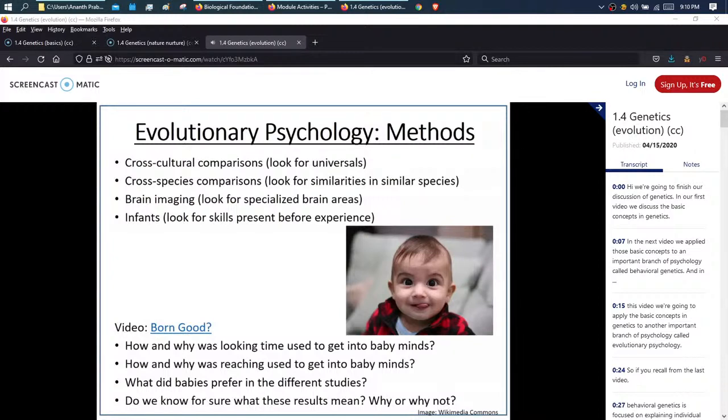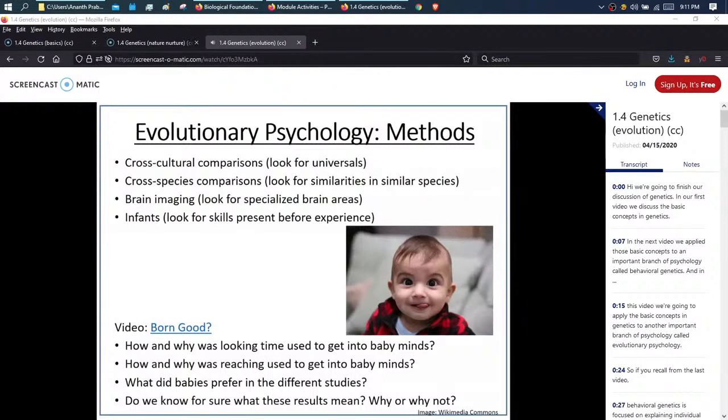So the researchers clearly have a conclusion. They believe that the babies are providing evidence for a genetic moral core, an evolutionary basis to morality. But could they be wrong? Maybe. The babies are telling us something, but could the babies be telling us something different?